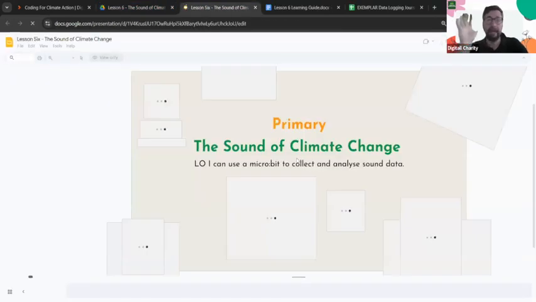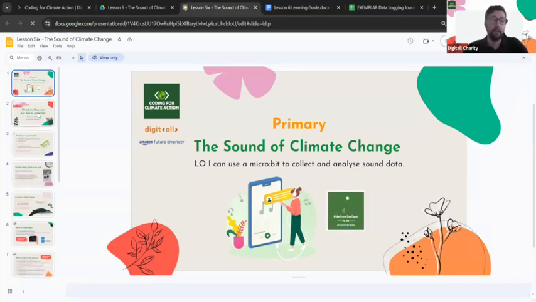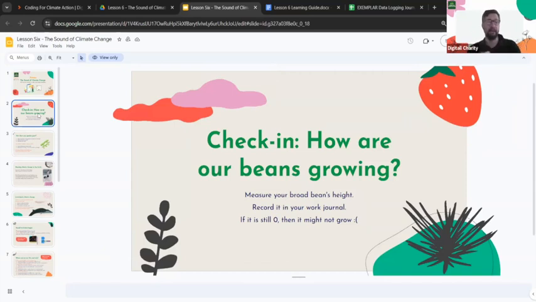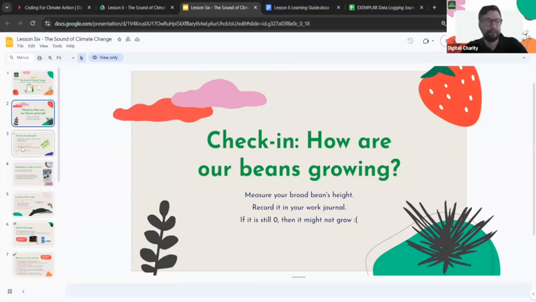So let's jump into the lesson itself. Number one, before we get into the sound of climate change and the data logging of sound, of course, today is the last time we're going to be looking at our broad beans. So we spend a few minutes on that and a little bit more than just logging the data. So first of all, measuring the broad beans, right? And popping that into our broad bean growth tab here. So we can see mine is now in the final week grown to 7 centimeters. All right, we're going to have some broad beans for dinner soon. Fantastic. So that's my individual record of the broad beans.